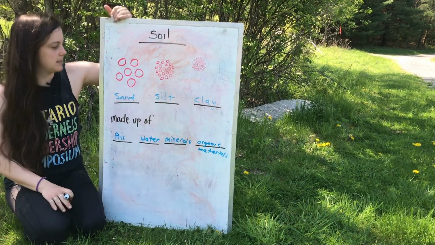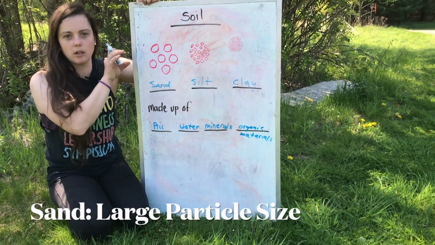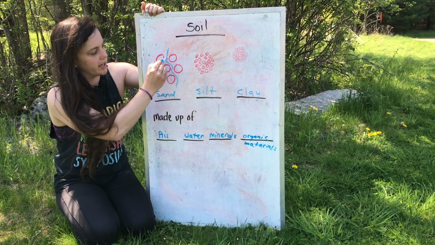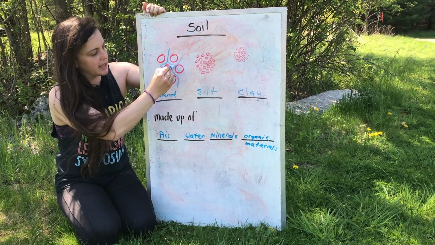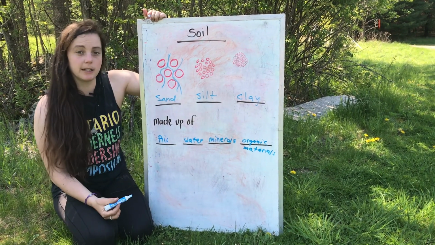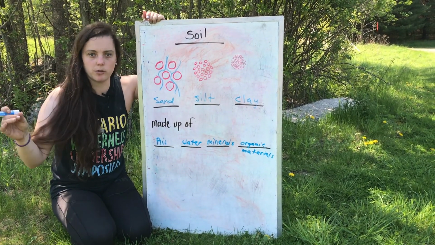If you notice, sand actually has quite large particle sizes. What that allows is for lots of water to flow through here. So it can take lots of avenues because those spaces in between the particles are bigger. Once we start getting into the other ones, the particle sizes get smaller and smaller.